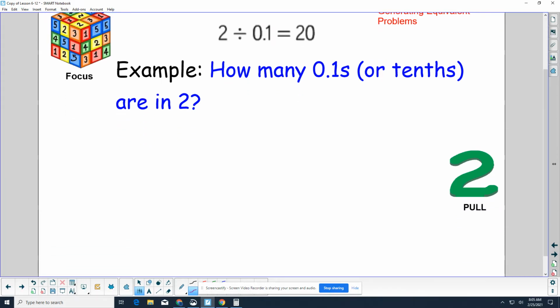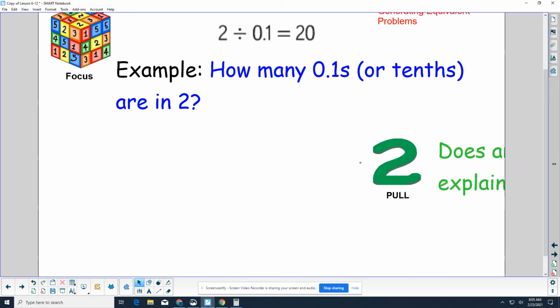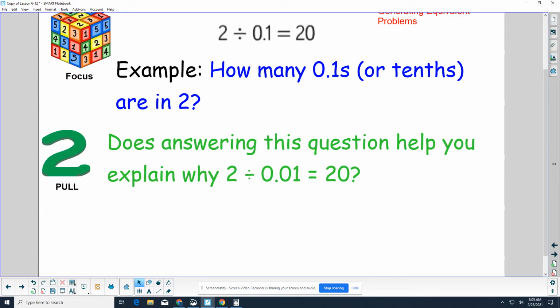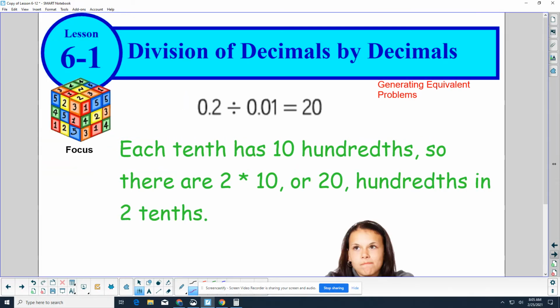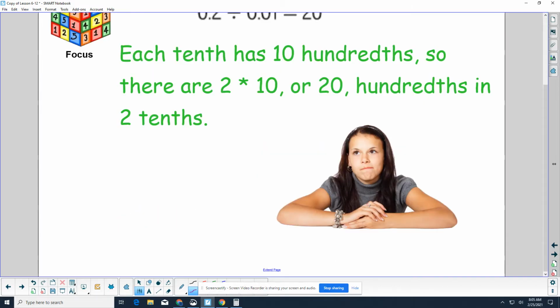So for example, how many tenths are in 2? Well, we can see here that there are 20 based on our division. So does answering this question help explain why 2 divided by 1/10 equals 20? What we're saying here is we want to think about how many tenths are in here. And we know tenths are smaller than 1, so think about that when you divide the 2. You're splitting it up. There are 10 tenths in 1 whole, and you have 2 of those. Each tenth has 10 hundredths, so there are 2 times 10, or 20 tenths.